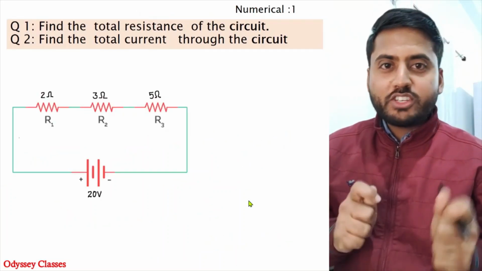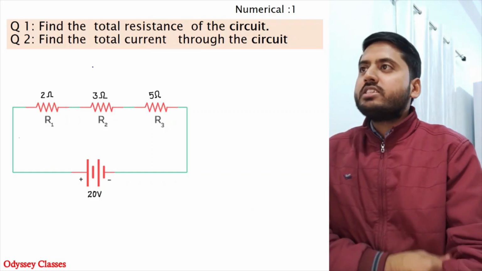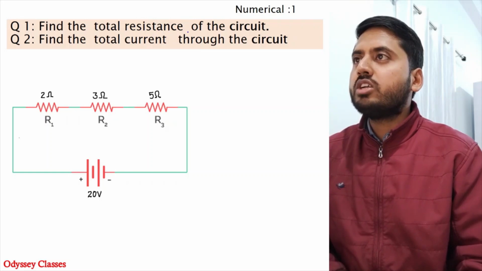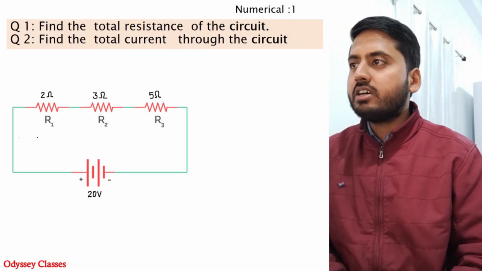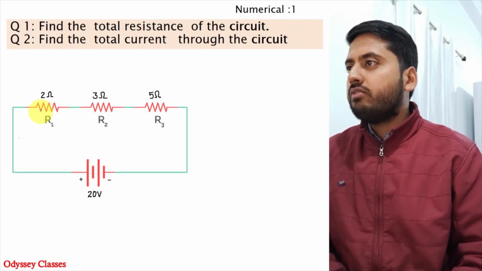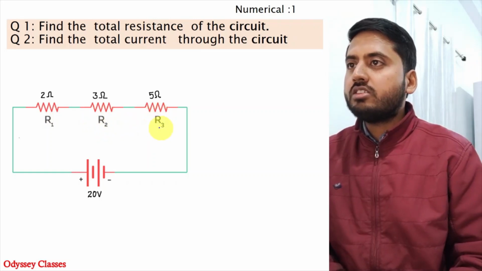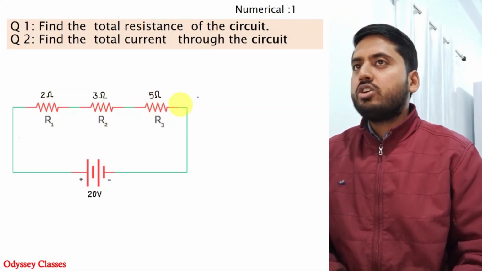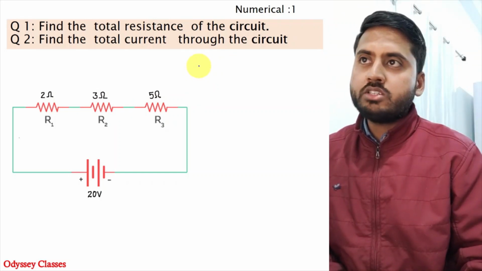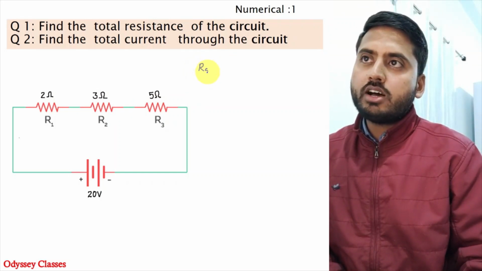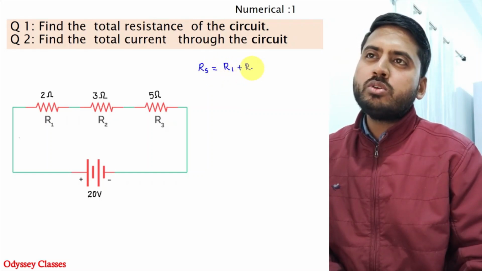Now let us do the first numerical. In this numerical, as you can see, the question is to find the total resistance and to find the total current. Here we have been given a series circuit where resistor R1, resistor R2 and resistor R3 are connected in series. So the first question is to find the total resistance or equivalent resistance. We can use the formula Rs is equal to R1 plus R2 plus R3.